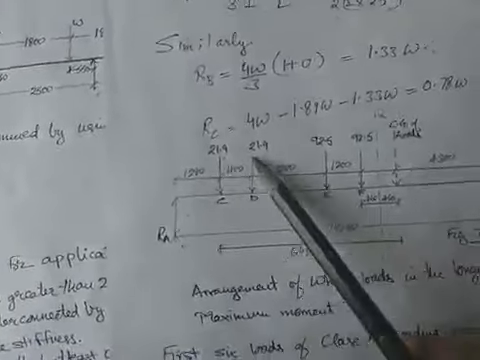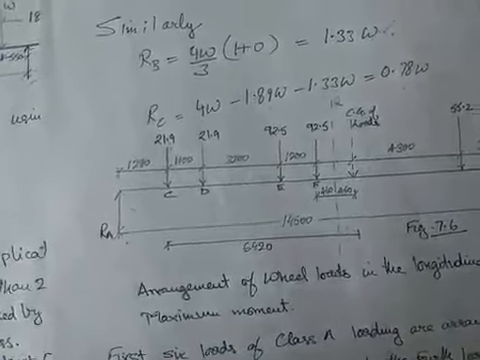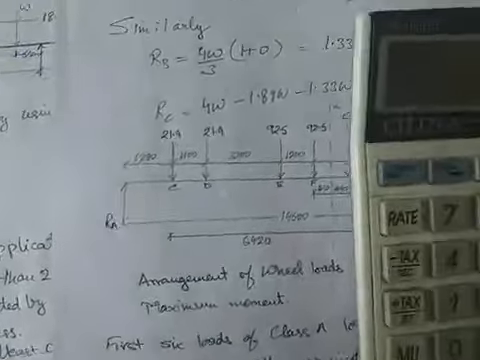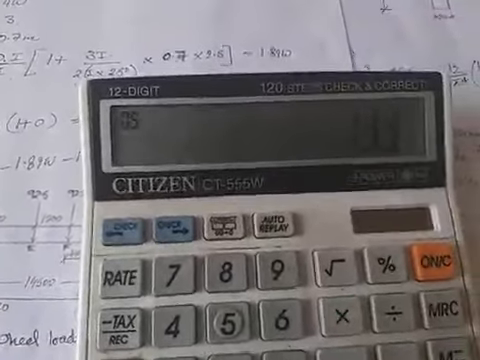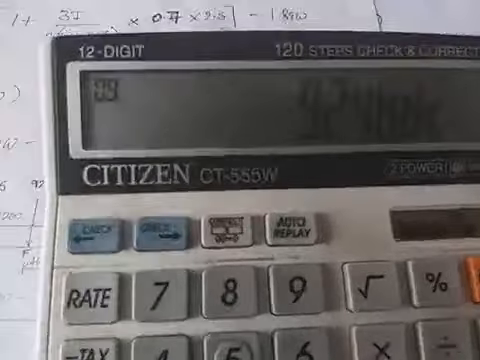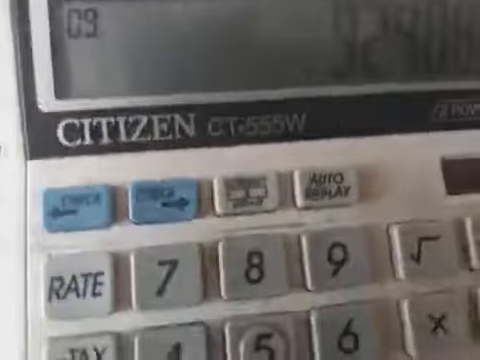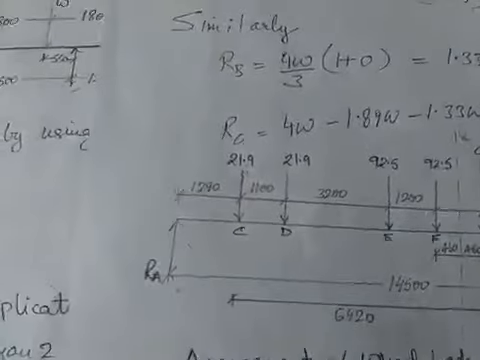The second one was 114, so 114 divided by 2 gives me 57 per wheel load. Let me do one calculation for you. I hope it is clear. 57 into 1.33 into 1.22 gives me a load of 92.48, and I have taken it as 92.5. So likewise you can calculate the loads.